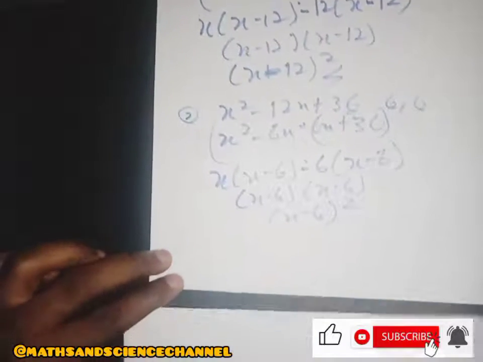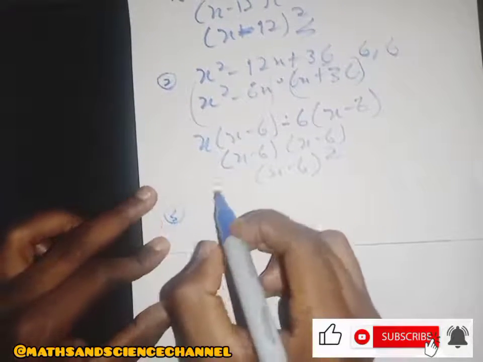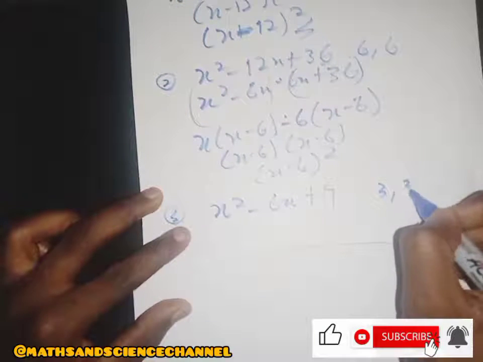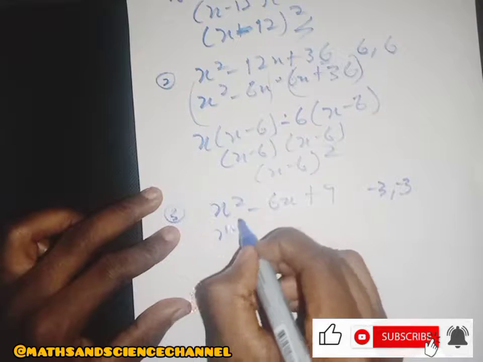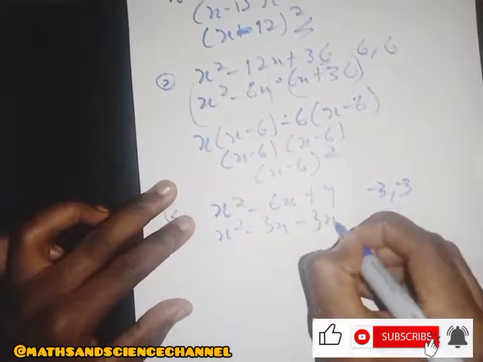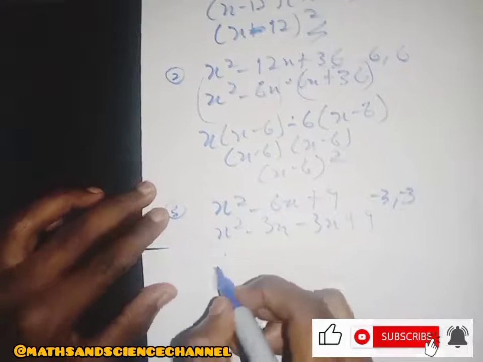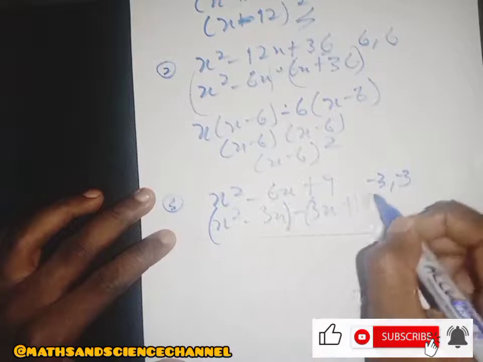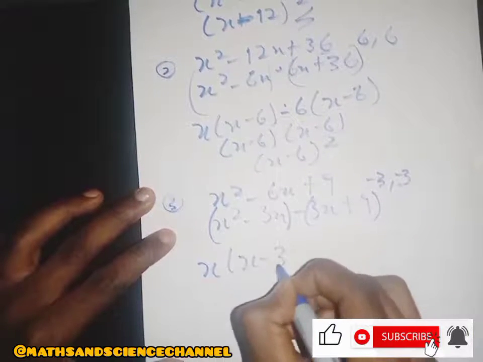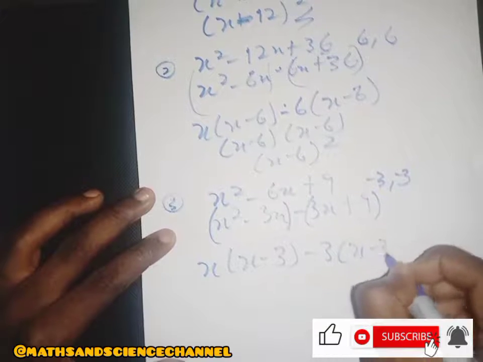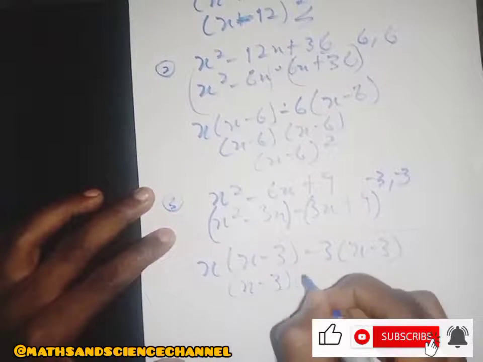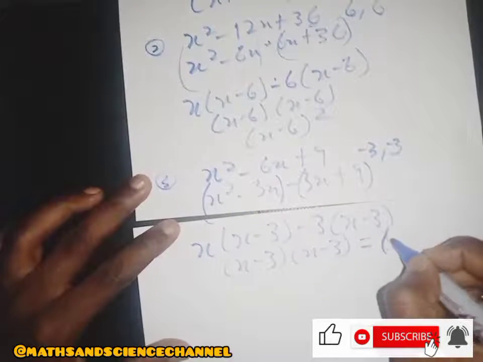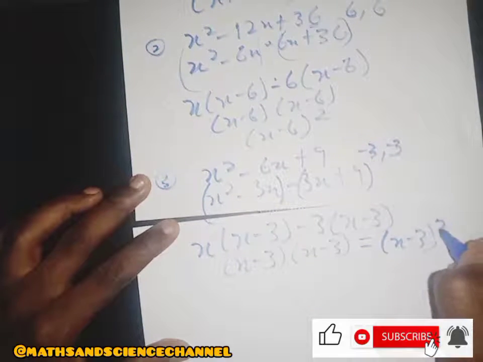So now for the third part, so let's quickly do that here. Now for the third part, we have x squared minus 6x plus 9, which is obviously 3 times 3. So minus 3 and minus 3, so minus 3x here, minus 3x here plus 9, and this will just look like we have this and also that. So x into bracket x minus 3 here, minus 3 into bracket x minus 3 here. So we have x minus 3 and then x minus 3 there, right? And therefore all of this will be equal to just the square of that.